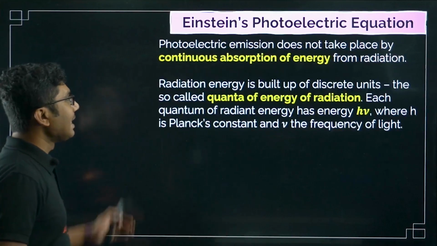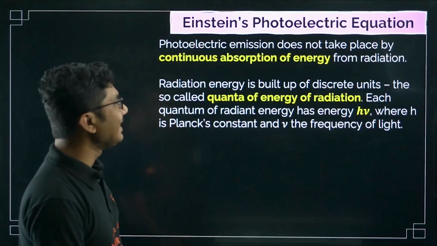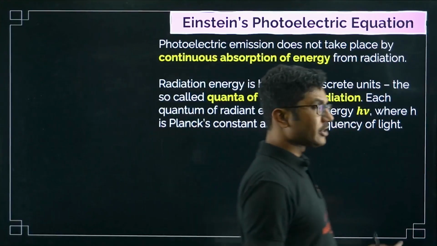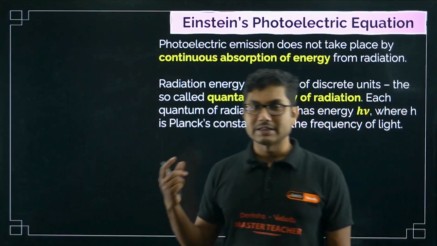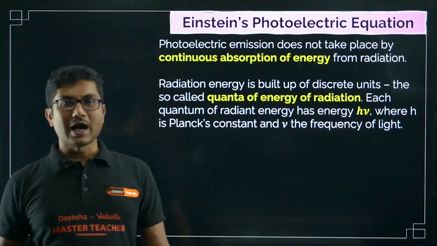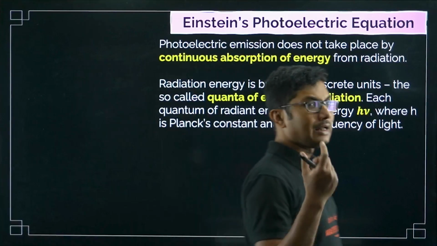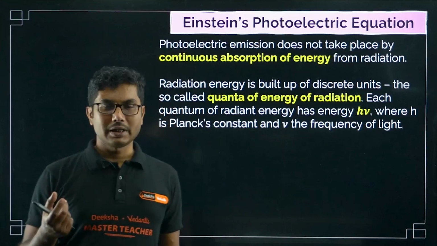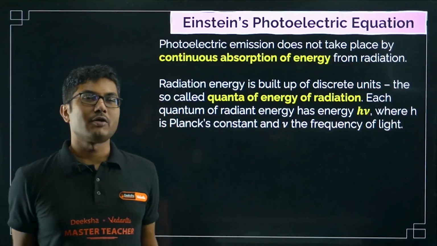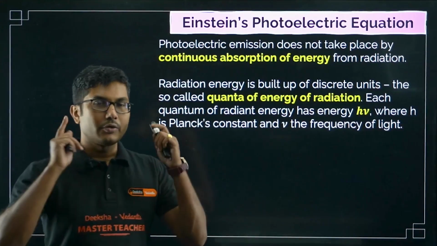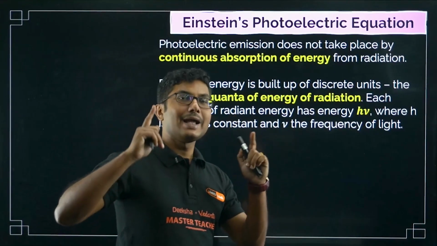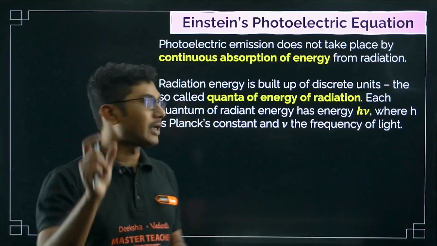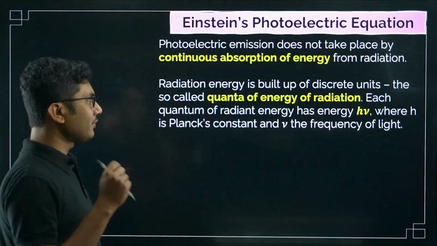What he said is that radiation energy is built up of discrete units, so-called quanta of energy of radiation. Quanta means you can consider it to be a packet. A packet of milk, half a liter, is the minimum purchasing packet that you can purchase from shops, right? Similarly, it is like a quanta of milk. Here it is quanta of energy. Everything consists of a single packet, and the minimum energy possessed by the photons is called the quanta. So the concept of photon came here for the first time.